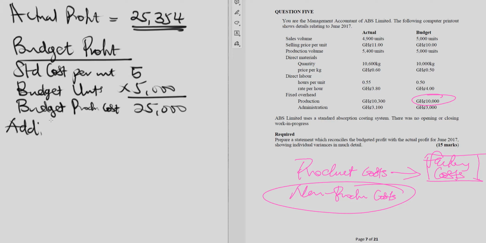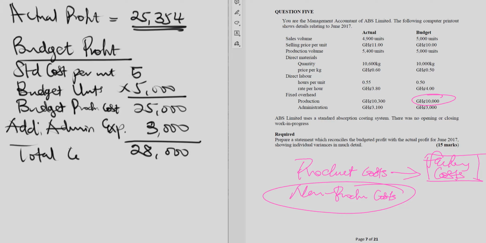Then there's another additional cost I need to add. Remember, the non-production cost, the admin expenses, is also a cost. And that one was 3,000, not so. So when I add this, that means I have 28,000. And this 28,000 is actually the total cost that I have. So if this is the total cost, I know that when I deduct this from my sales, I can easily get my profit.